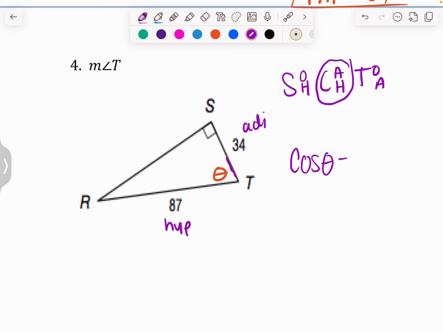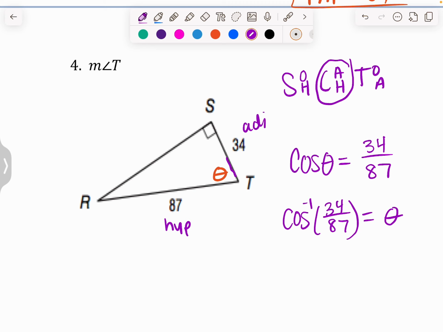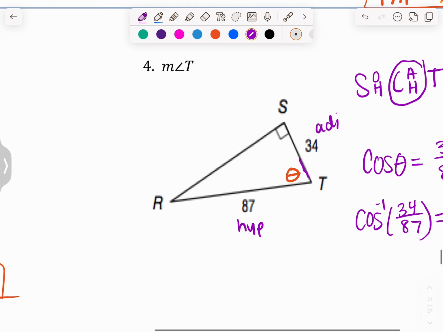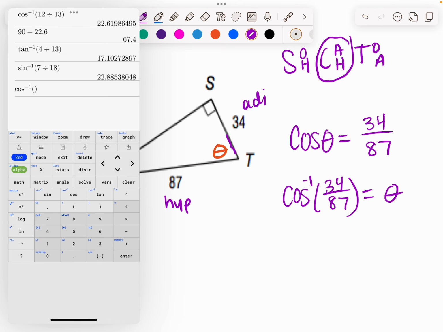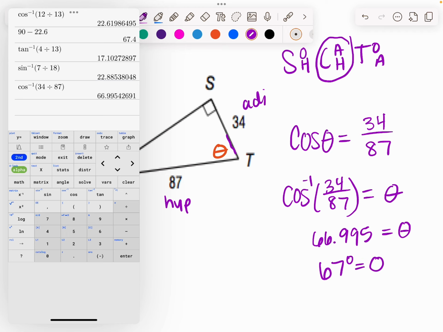Cosine of your angle is adjacent over hypotenuse. So then inverse cosine of the side length ratio is going to give you your angle. So you're going to flip-flop the input and the output. And make sure you choose inverse cosine. So inverse cosine, 34 out of 87. So 66.995. So if I want the nearest tenth, you're going to have to round up to 67 degrees.